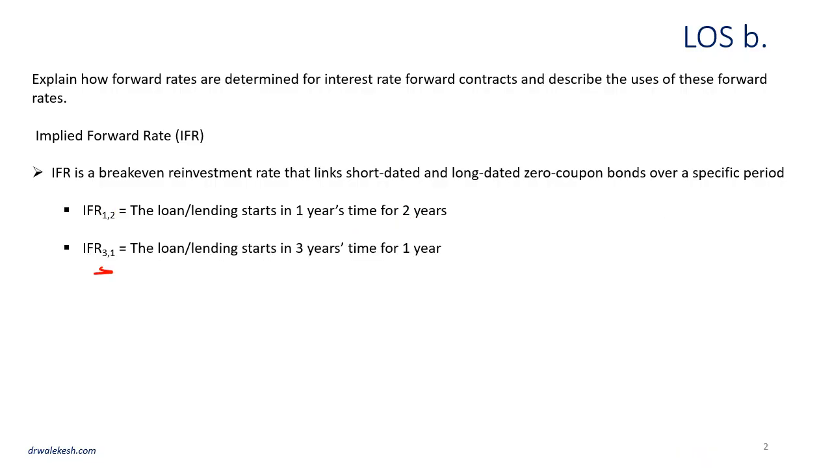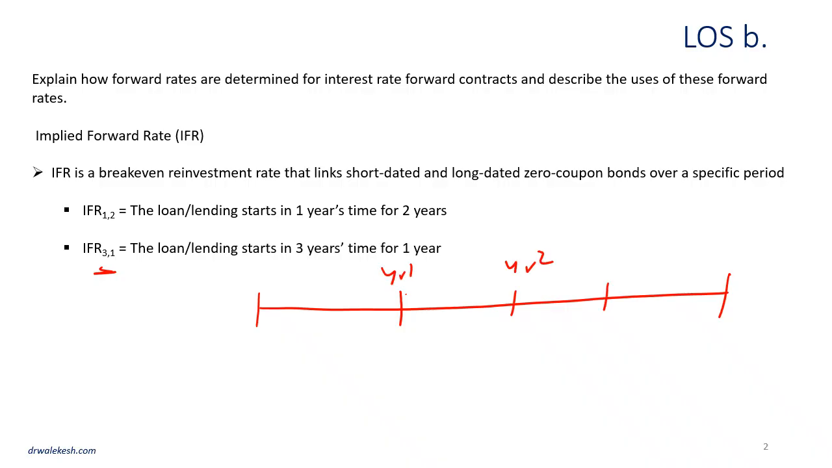If we have something of this nature, so let's say this is year 1, this is year 2, let's say this is year 3, and this is year 4. That means lending or borrowing starts in 3 years' time from now. So it doesn't start here, it starts here, but the lending or borrowing is just for 1 year.